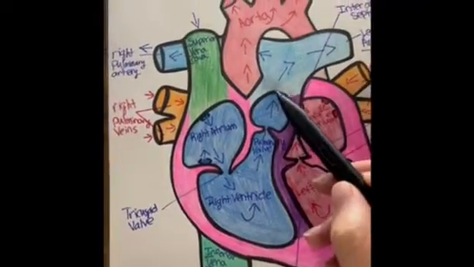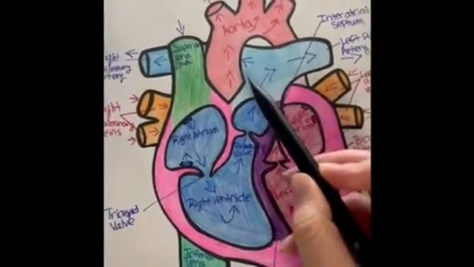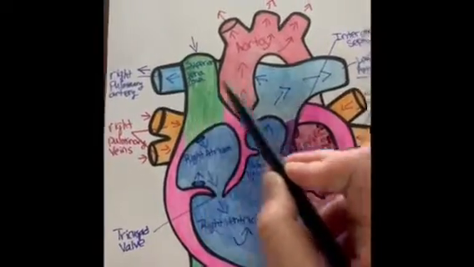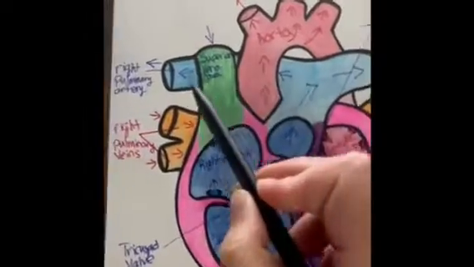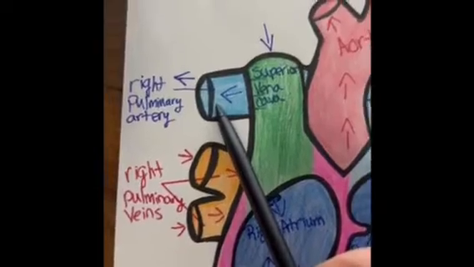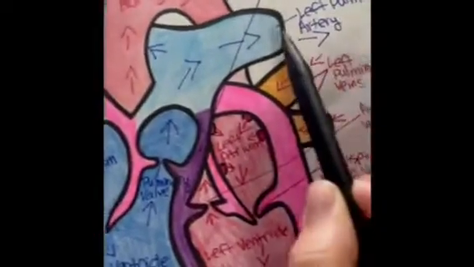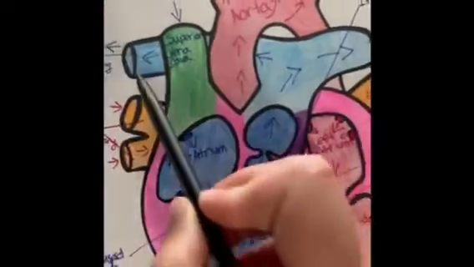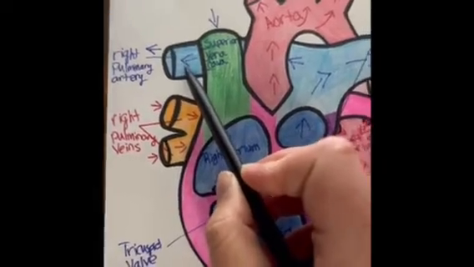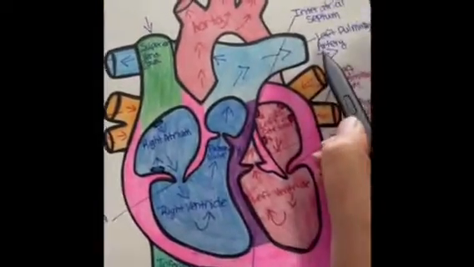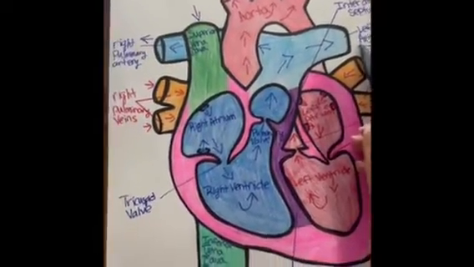From the right ventricle, the deoxygenated blood gets pumped through the pulmonary valve, which then pushes the blood through the right and the left pulmonary arteries. Now, these pulmonary arteries pump the deoxygenated blood into the right and the left lungs, respectively.